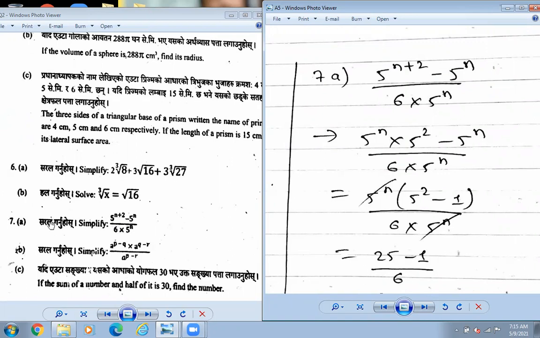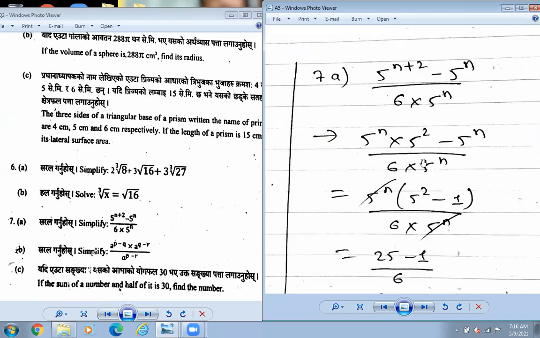5 minutes left now. Okay, so simplification: 5 power n plus 2 minus 5 power n, divided by 6 into 5 power n. Okay, so this is our question. So के गर्ने त भन्दाखेरि यसलाई छुटाउनु पर्यो पहिला. 5 power n into, if there was a minus sign, divide मा लेख्नु पर्थ्यो, तर यता प्लस छ त्यही भएर इन्टु मा लेख्ने. So 5 power n into 5 square minus 5 power n, divided by 6 into 5 power n.